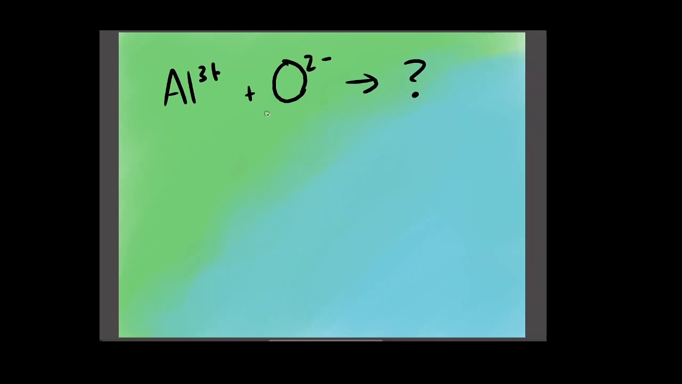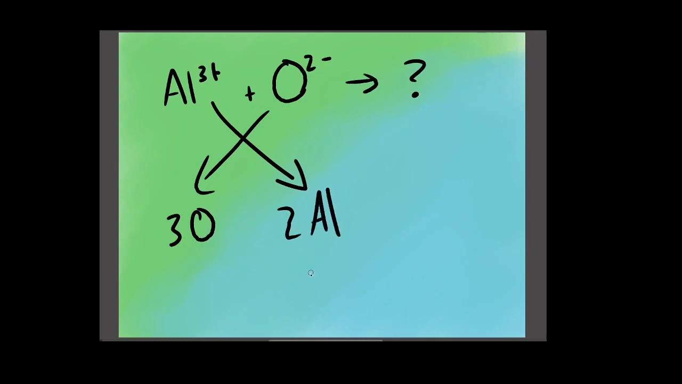Well, the easiest way to predict the right outcome is to use the cross method, where you cross the number and make it the coefficient. So it becomes 3O and 2Al. So the correct outcome would be Al2O3, because there's two Als and three Os.